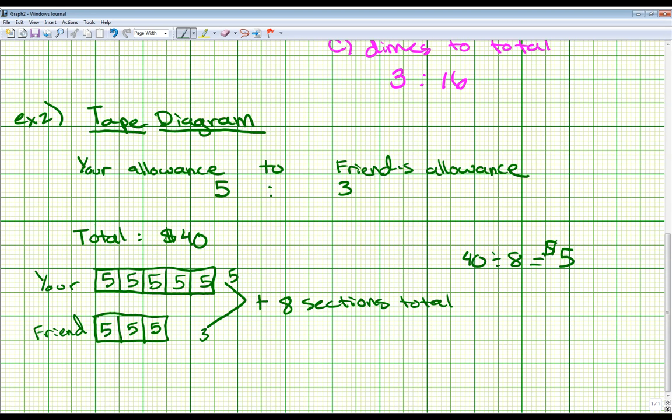So the next step says the monthly allowance, how much is each allowance? So now I have to figure out, okay, what is my total allowance going to be? And what is my friend's total allowance going to be? So I'm going to add up all my 5s. So I have 5, 10, 15, 20, 25. So your allowance is going to be a total of $25. And your friend over here has 5, 10, 15.